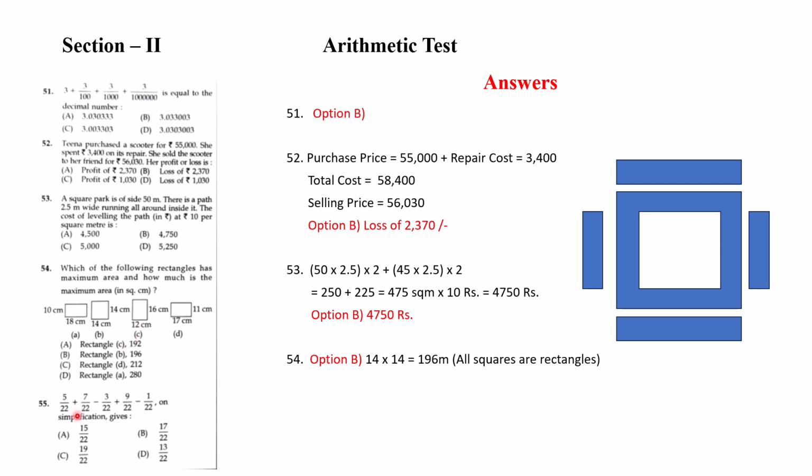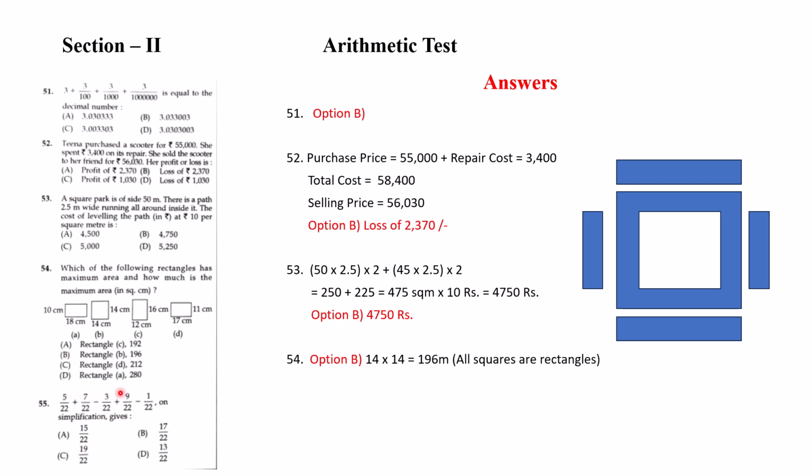Next question, question number 55. We need to check which is the correct answer for this. We know that all the denominators are the same, therefore in the denominator it is going to be 22. In this case we just need to add or subtract all the numerators.